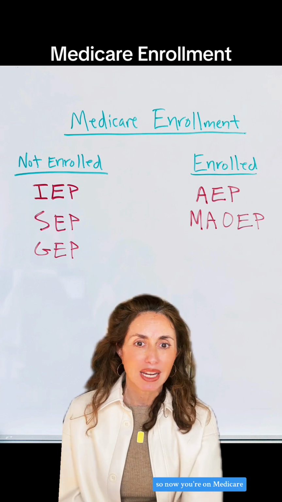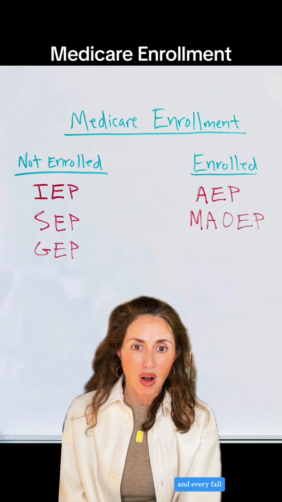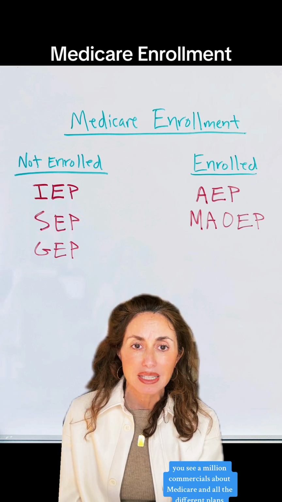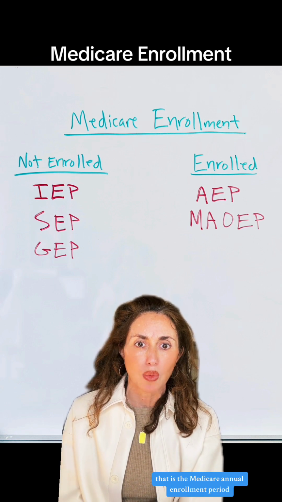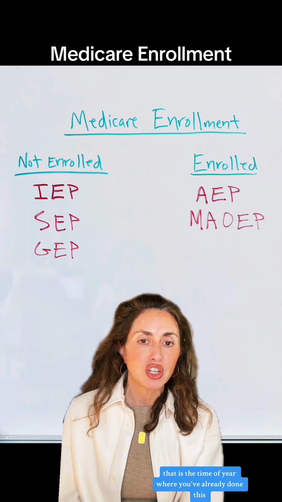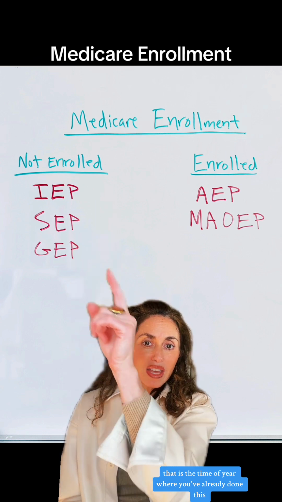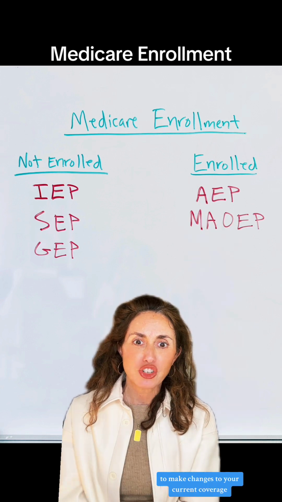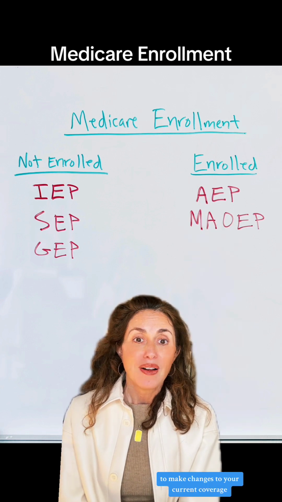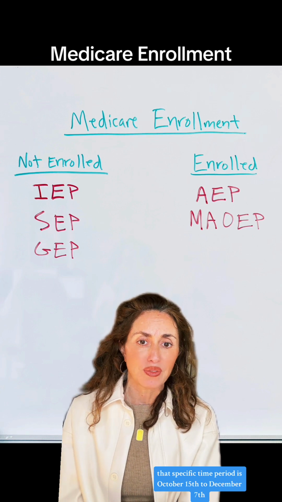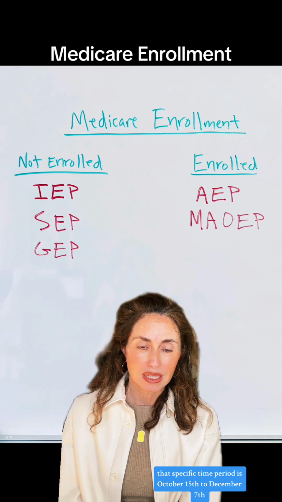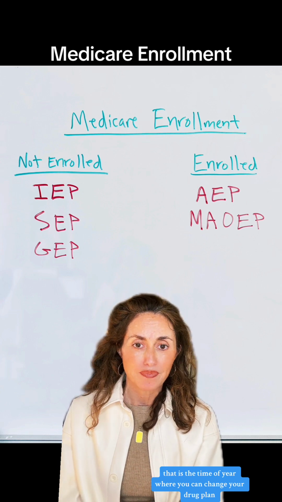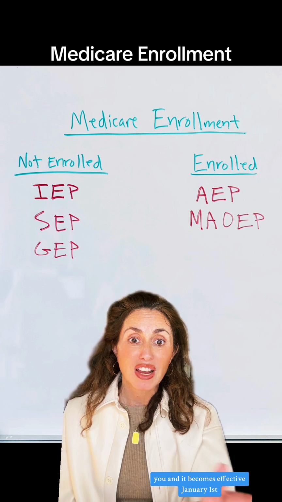So now you're on Medicare, and every fall you see a million commercials about Medicare and all the different plans. That is the Medicare annual enrollment period. That is the time of year where you've already done this, and now you have the opportunity during this to make changes to your current coverage. That specific time period is October 15th to December 7th. That is the time of year where you can change your drug plan. And it becomes effective January 1st.